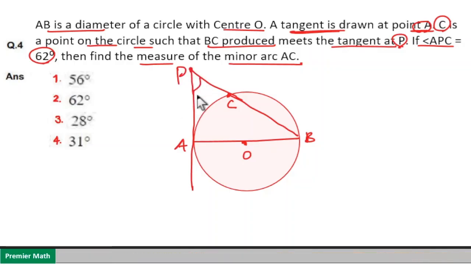And here this angle is given as 62 degree. So we have to find out the measure of minor arc AC. This is minor arc AC, that is, we need this angle. Here radius creates 90 degree with the tangent, which means if this is 90, this is 62, then this should be 28 degree. 62 plus 28 is 90 degree. So option 3 is your answer.